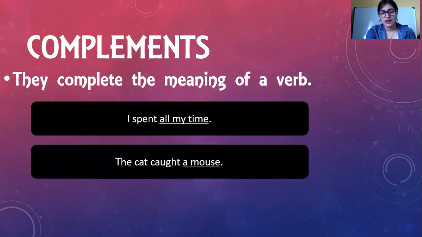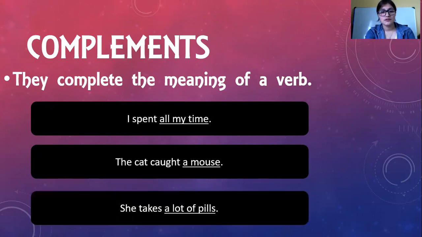Then I have the cat caught a mouse, where a mouse is giving the meaning of the verb caught. So what did the cat catch? A mouse. A mouse is the complement of the verb in this case. And finally, we have she takes a lot of pills. A lot of pills is the complement of what she takes. She takes photographs, for example, but we are not talking about that because she's maybe not a photographer. That is why we say a lot of pills as the complement of the action takes.